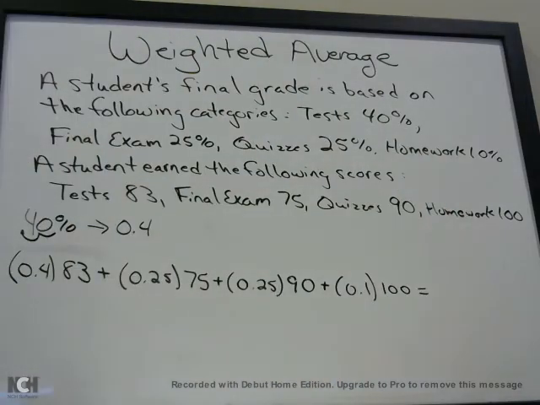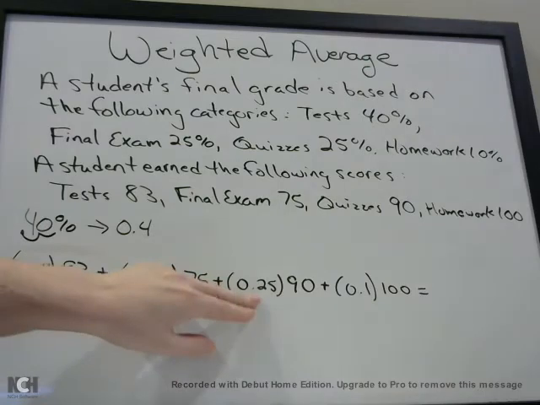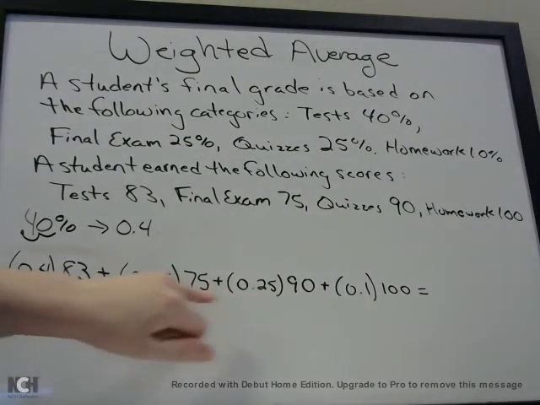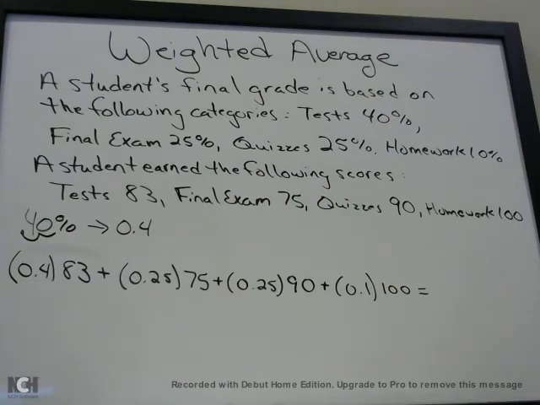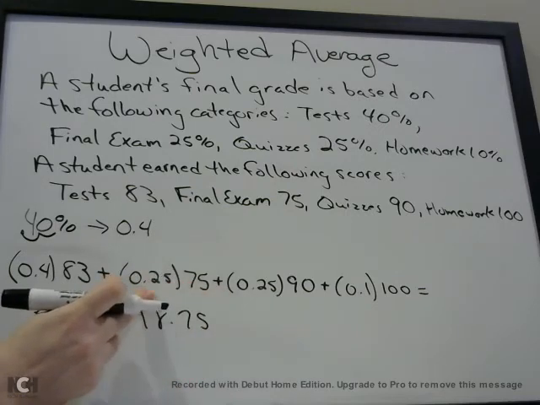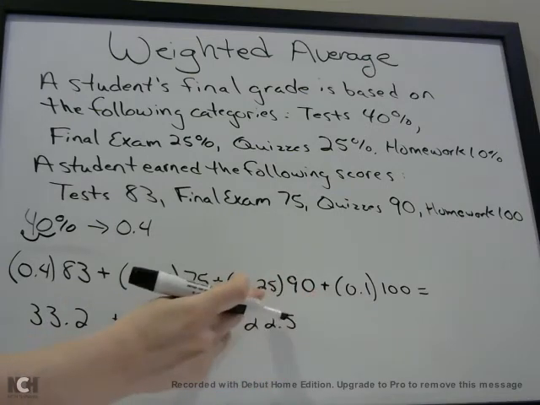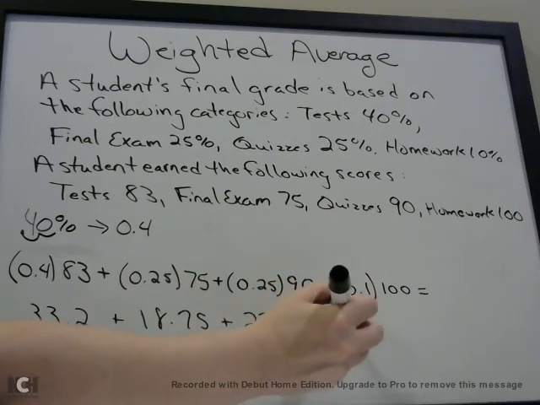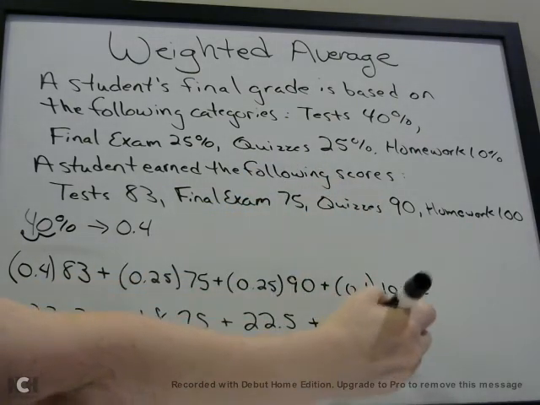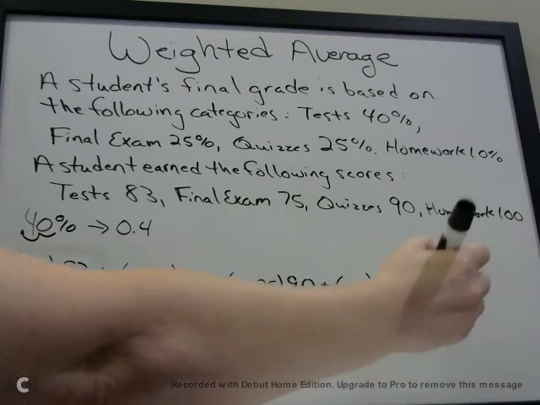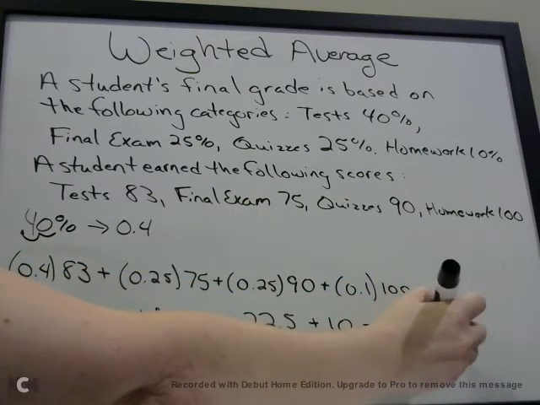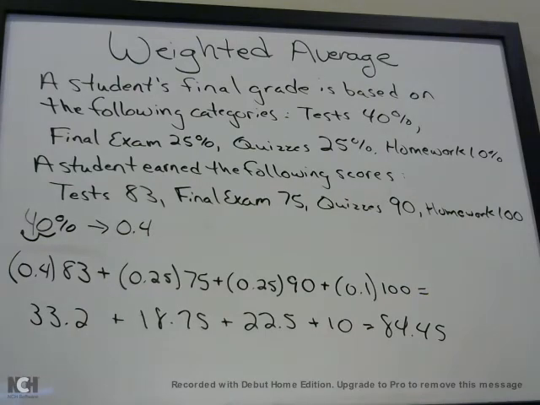And all you do is literally plug these into your calculator. Remember, you have to do multiplication first before you add. And whatever answer you get is the weighted average. So you should get 33.2 when you multiply 0.4 times 83, plus 18.75, 0.25 times 75, plus 22.5, that's 0.25 times 90, plus 10. When you add all those up, you get 84.45. So that is the final grade for this student.